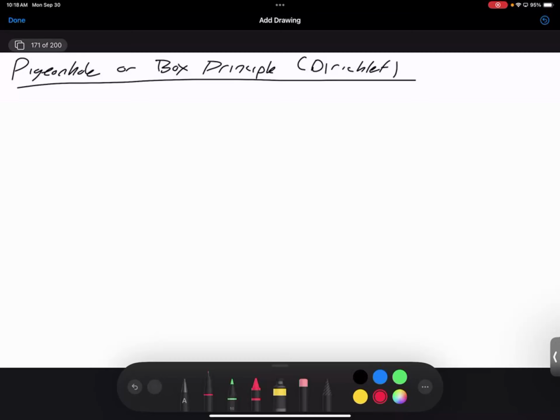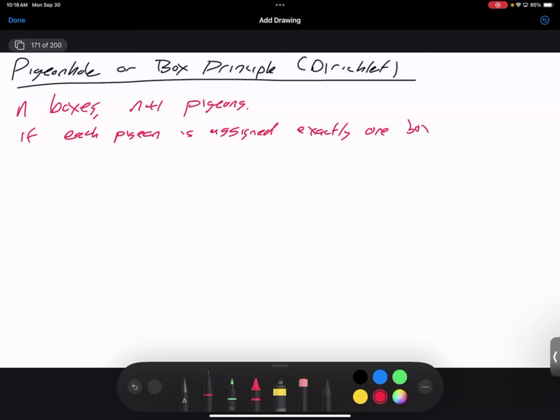So basically the high level is you have n boxes, n plus 1 pigeons, and you shoot the pigeons into the boxes. No pigeon is hurt when doing this. They have nice, comfortable landings. Everything is fine. At least one box must get at least two pigeons. If each pigeon is assigned exactly one box, at least one box has at least two pigeons.